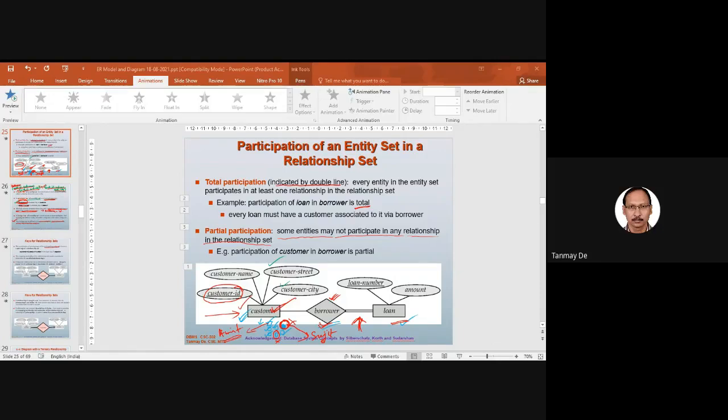And what is the other participating entity set? Loan. So loan number is the primary key of the loan entity set. This is the customer entity set primary key, and this is the loan entity set primary key. The combination of these two forms the super key of the borrower relationship set. Is it okay?